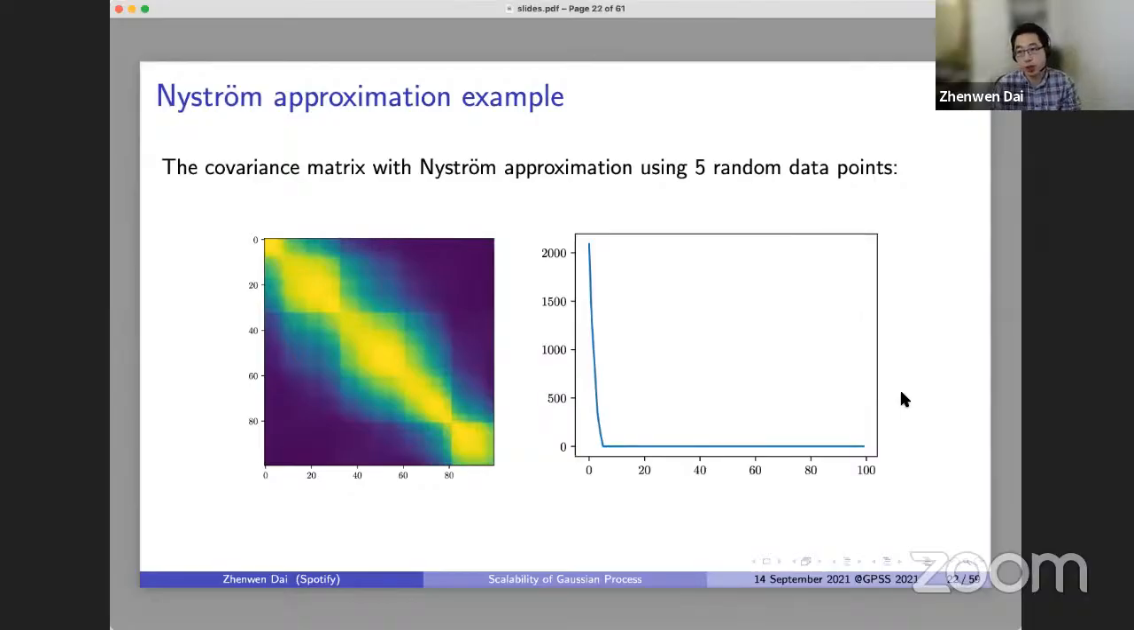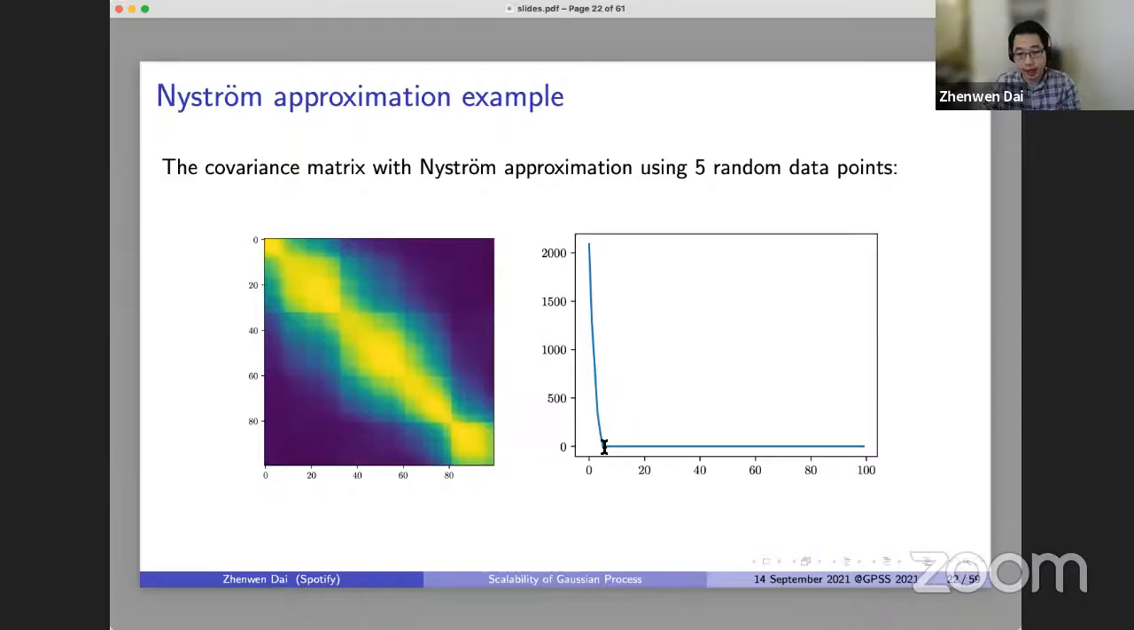And just a quick check of the Nyström approximations. If we use 5 randomly subsampled data points for constructing the covariance matrix, selecting random data points to form the Z and constructing the K tilde matrix. The left-hand side shows again the heat map, but this time for the K tilde. You can see it's still not too different from the previous one. And on the right-hand side, we see again the plot of the eigenvalues.